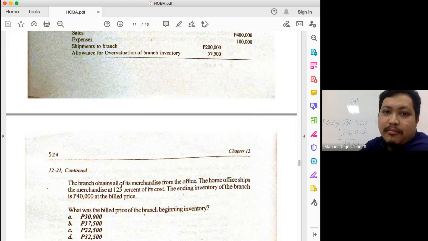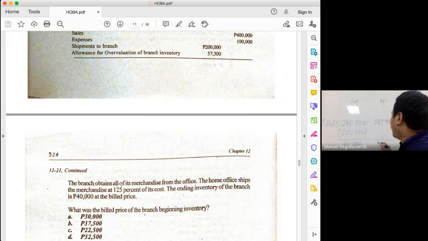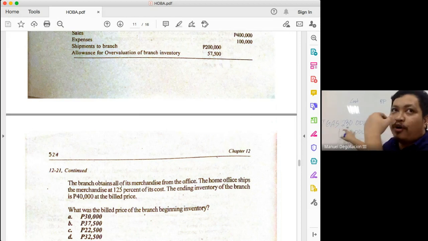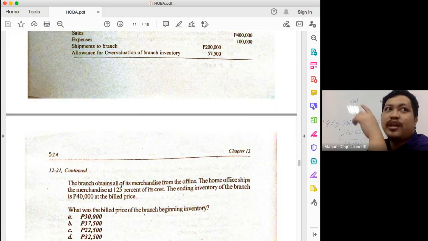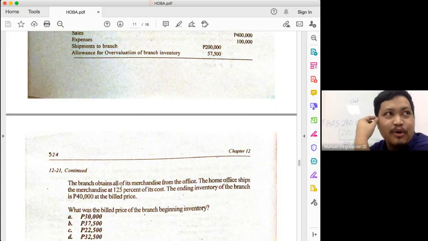So what do you do? You add the markup, class. You multiply 30,000 times 125%. How much will that give you? 37,500. What if we transform the shipments to the bill price, class? How much was the shipments to branch? 200,000. If shipments to branch is 200,000, how much is the shipments from home office?